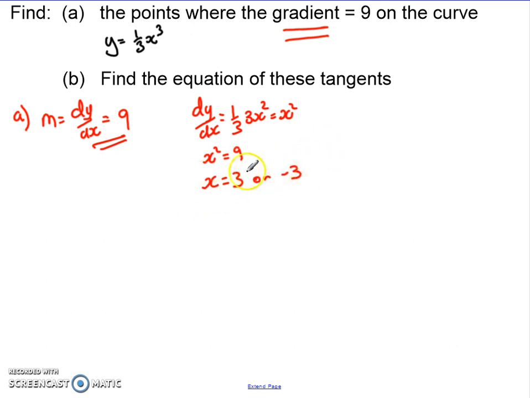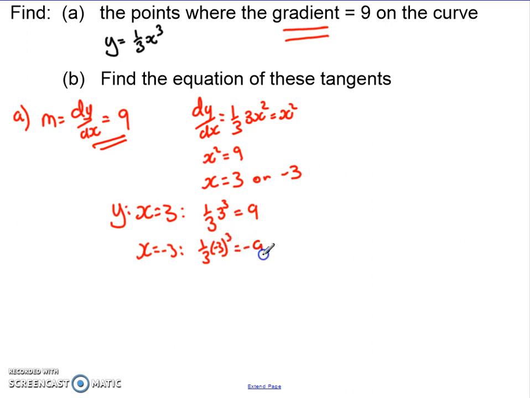So that there is the x part. However, it wants the full point, so now we have to find the y part as well. So to get that, we substitute those into here. So to get the first y, when x is equal to 3, we do 1/3 times 3 cubed, which is 9. And when x is equal to negative 3, it's 1/3 times negative 3 cubed, which is negative 9.